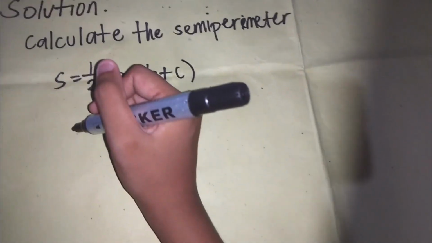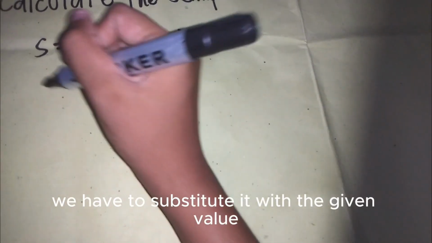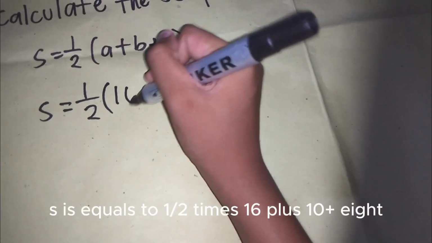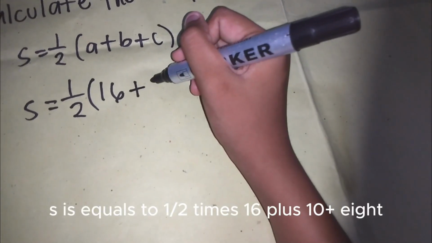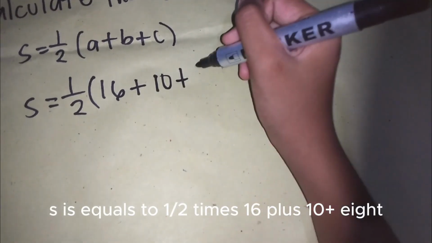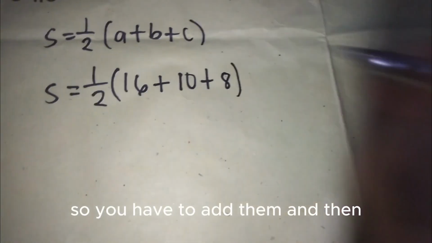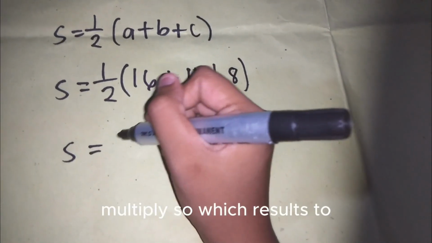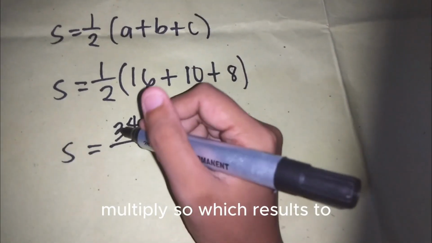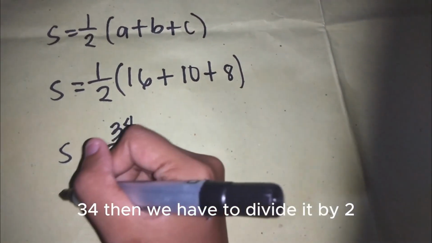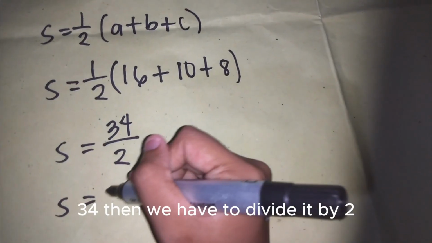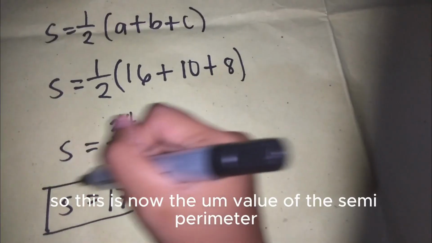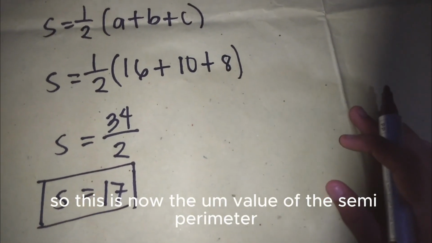So we have to substitute the given values. So the equation now is S equals 1/2 times 16 plus 10 plus 8. So you have to add them and then multiply, which results to 34. Then we have to divide it by 2. Then the result now is 17. So this is now the value of the semi-perimeter.